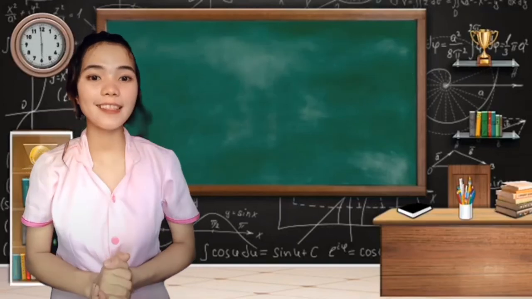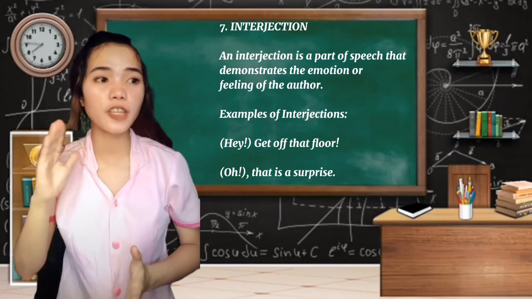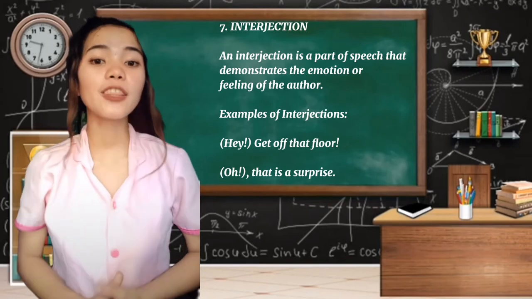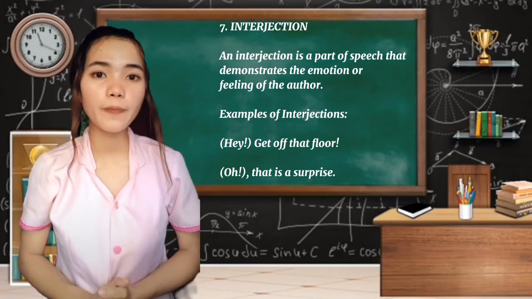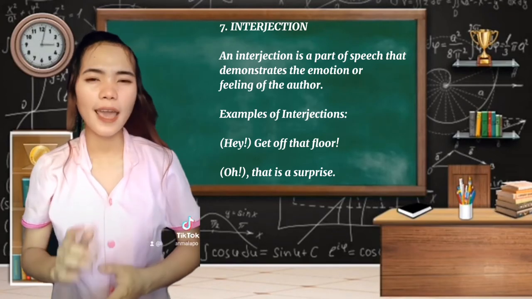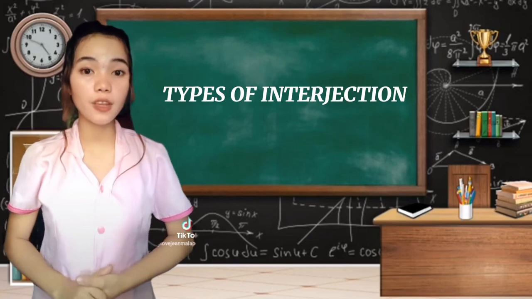The next one is the interjection. So an interjection is a part of speech that demonstrates the emotion or feelings of the author. Interjections are words or phrases that can stand alone or be placed before or after the sentence. In the following examples, the interjections are shaded. For example, hey, get out of the floor. There are basic types of interjection.